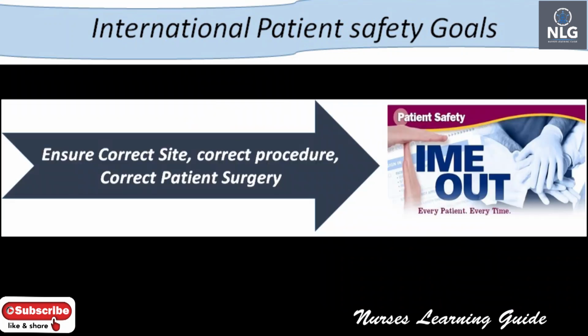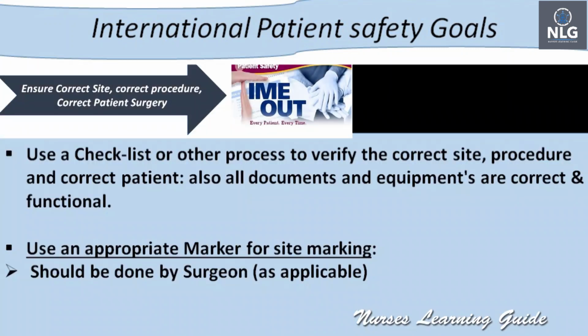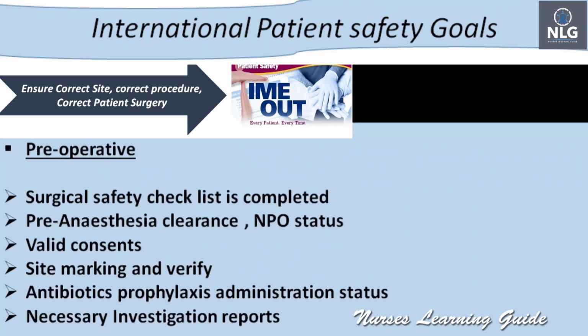The next one is ensure correct site, correct procedure, correct patient surgery. Coming to the surgical section, use a checklist or other process to verify the correct site and procedure and correct patient as well, and make sure that all documents and equipment are correct and functional. Coming to the marking, an appropriate marker should be used and marking should be done by the surgeon as well.